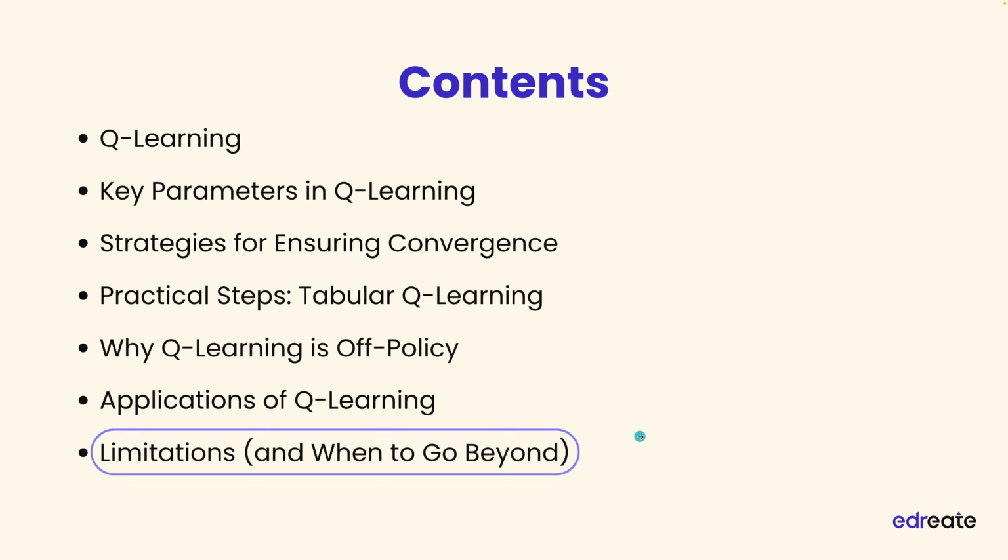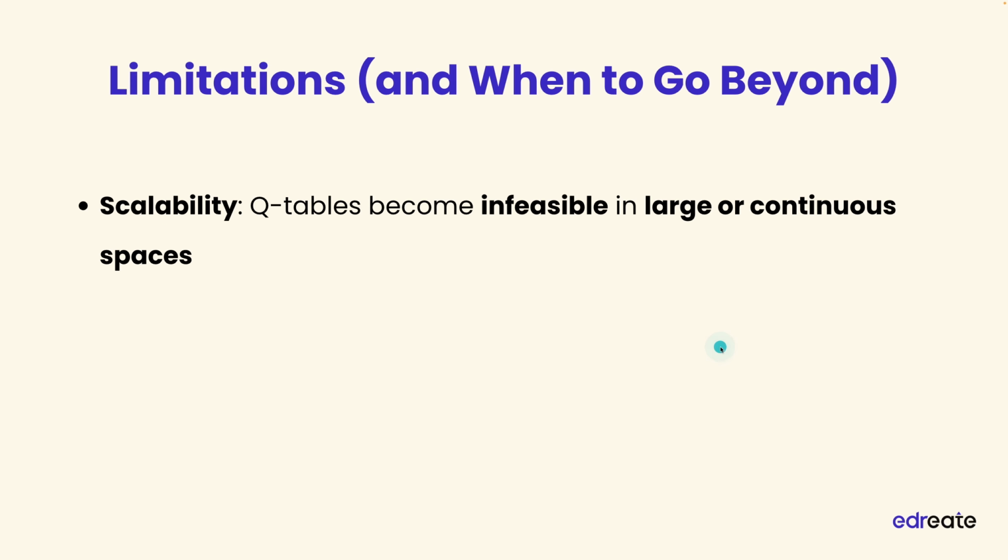Last but not least, let's talk about its limitations. First, it's not scalable. We saw that we use a Q table. In our case, we had a Q table of size 6 by 4, which was quite small. But I'm sure you can imagine that when there are many states and many possible actions, or in continuous environments where there can be infinitely many actions, this becomes infeasible. Then Q-learning is not applicable anymore, and it's too costly computation-wise.